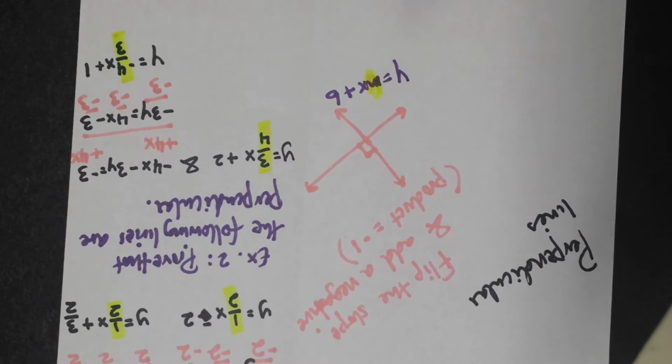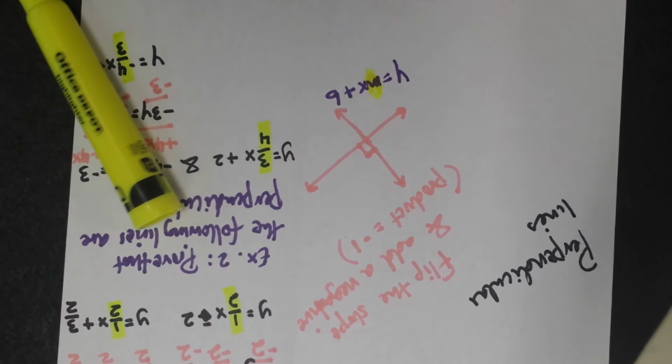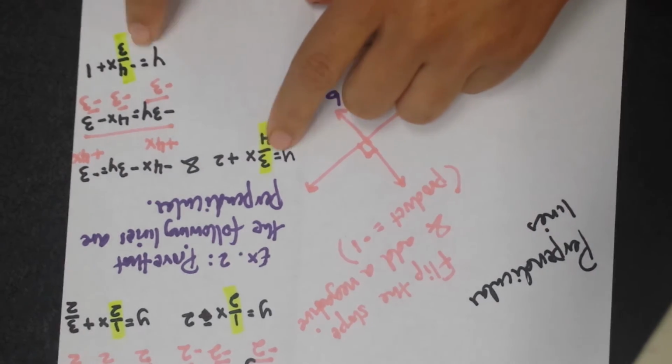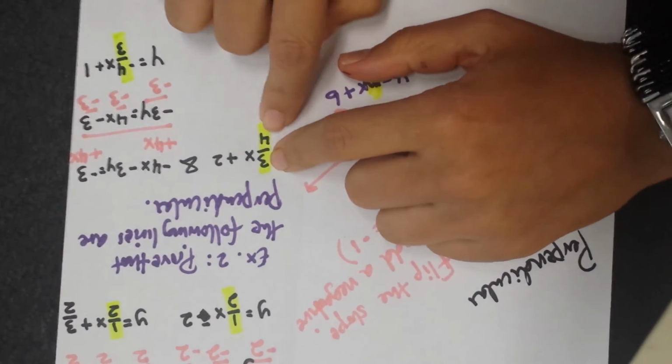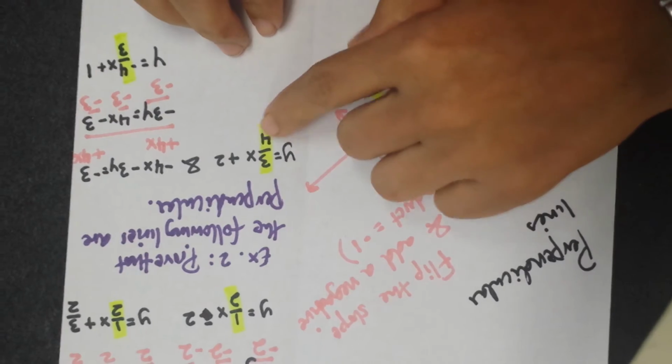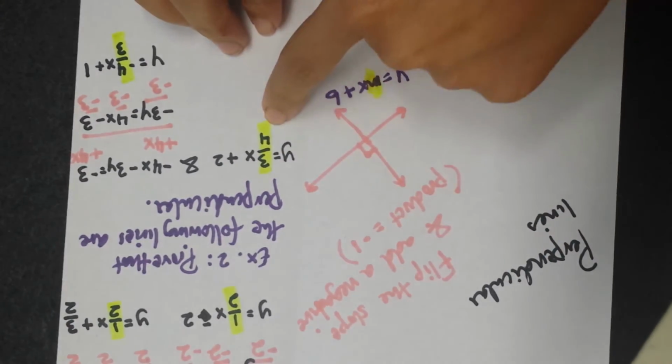Now, the way the flipping thing works is if you take any one of them, either one of them, I'll do both. Take this one, flip it. So the 4 is going to go on top, 3 is going to go on the bottom, and then add a negative.